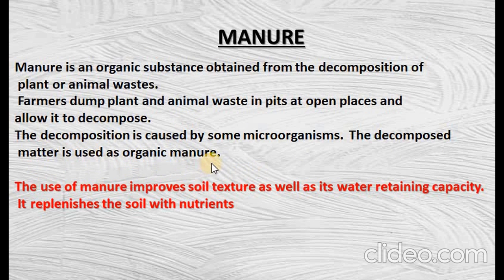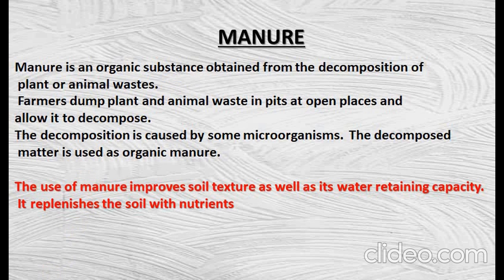Organic manure has its own benefits. It improves the soil texture as well as the water retaining capacity. It replenishes the soil with nutrients. The soil becomes very happy when manure is used because manure naturally loosens the soil. So when the soil is loosened, air circulation increases. When the air circulation increases, the microorganisms present in the soil start growing at a much faster rate. These microbes are very important for the plant growth as well as for the fertility of the soil.